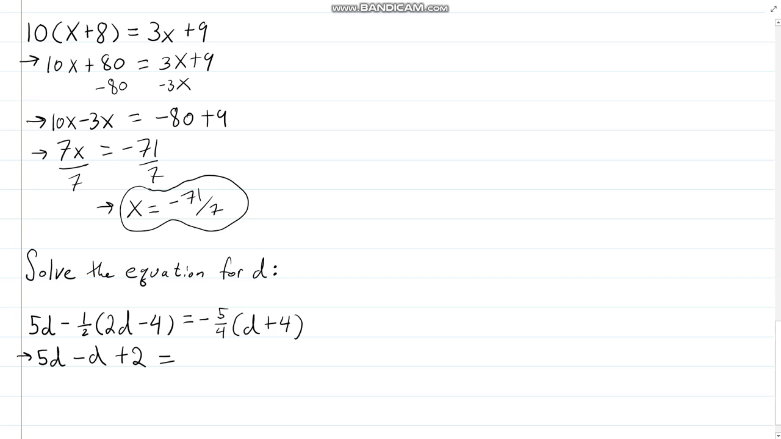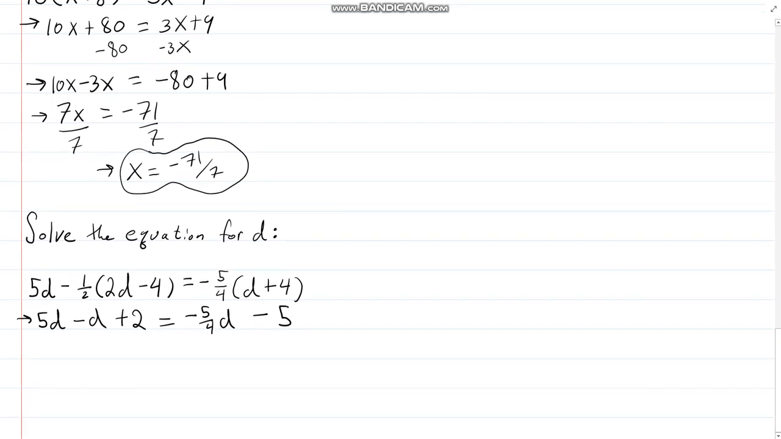Now, here we have negative 5/4 d. So that's what it is. And then negative 5/4 times 4, that will reduce the 4. So just negative 5. Okay, so we're getting closer there. Now, is there anything I can combine on the left-hand side? Yeah, I have 5d minus 1d, 4d plus 2 equals negative 5/4 d minus 5.